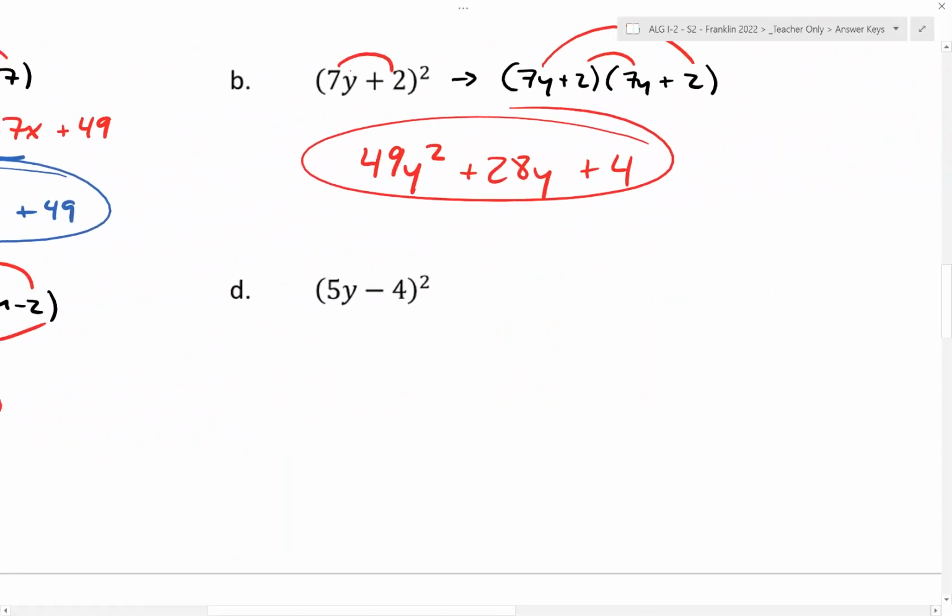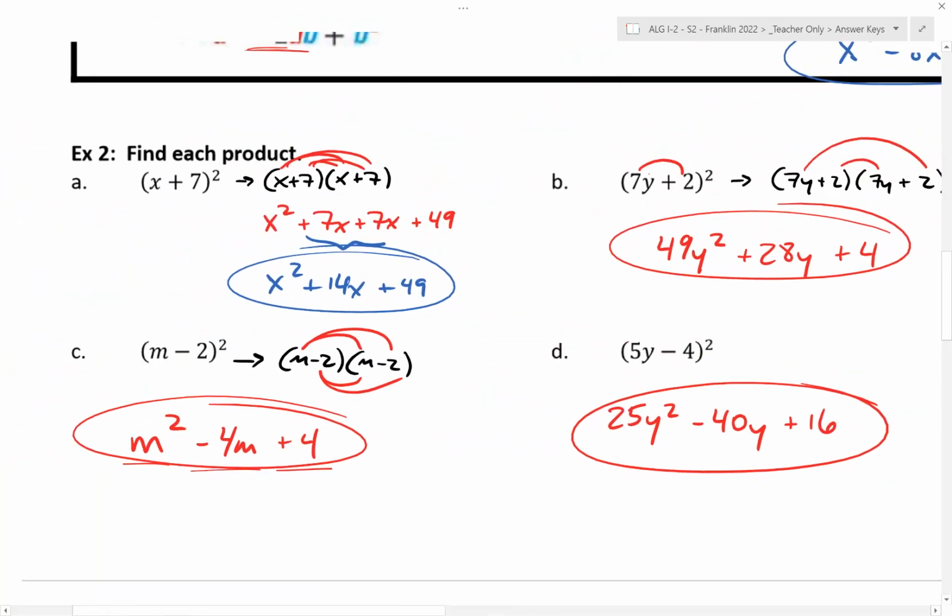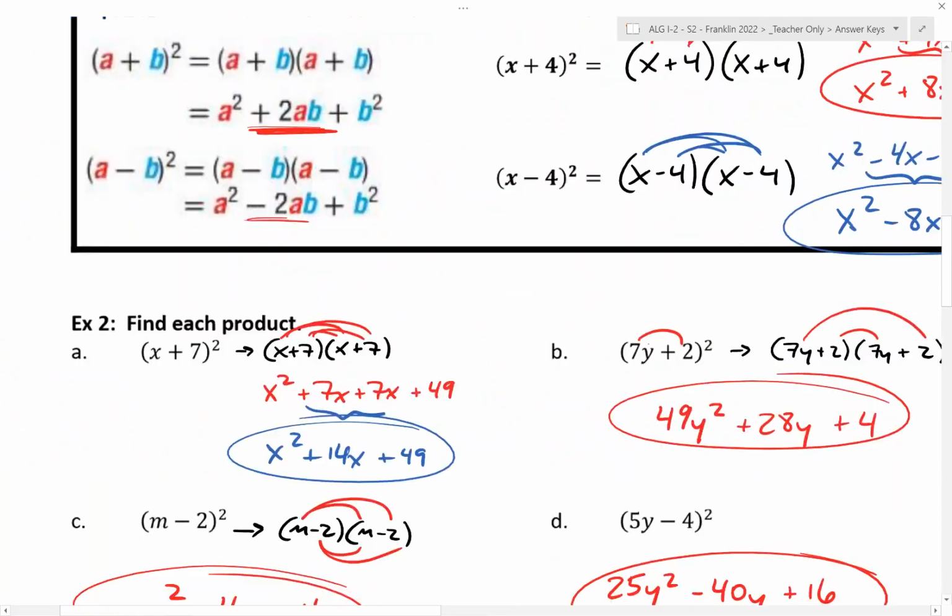So on example D, 5y squared, that's 25y squared. 5y times negative 4 is negative 20y. We have two of those, so negative 40y. And then negative 4 squared is positive 16. So that's the square of a binomial pattern.